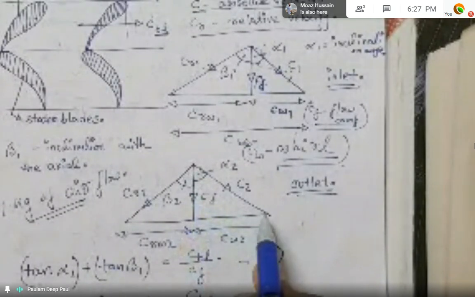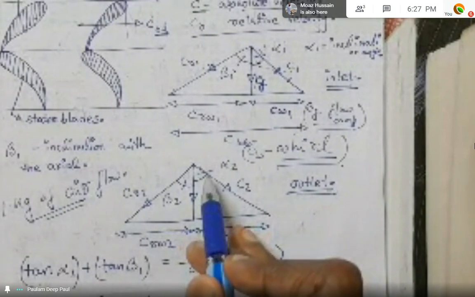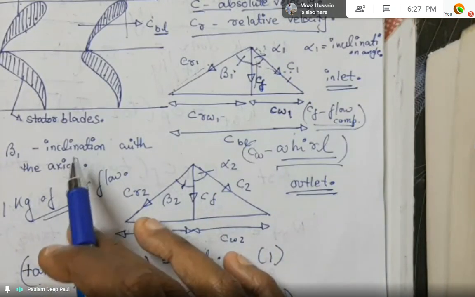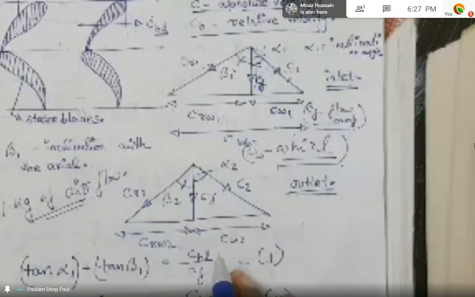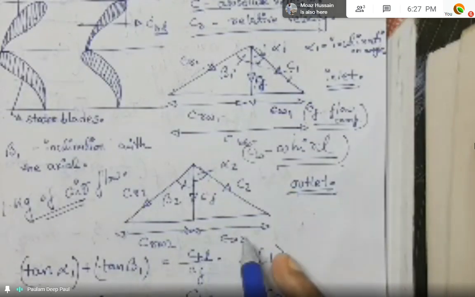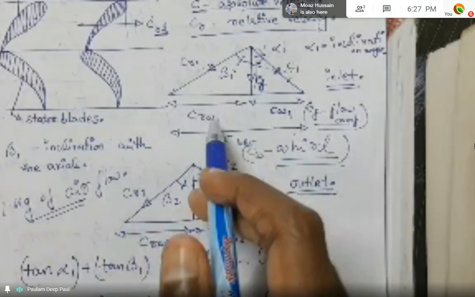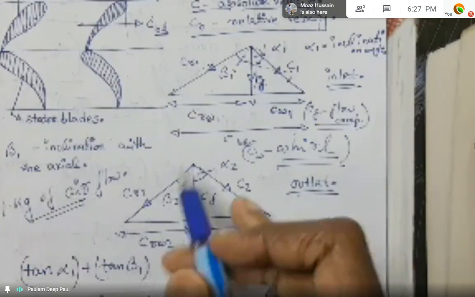This is the C2 velocity, that is the exit velocity that is coming out of the velocity triangle with an inclination of alpha 2. This is beta 2 for the same inclination with the axial for the relative velocity, and this is for the absolute velocity. Similarly, it will have two components, as you can see, CW2, that is the whirl component, and CF is the flow component. Now you may have certain questions about what is CRW1 and CRW2.